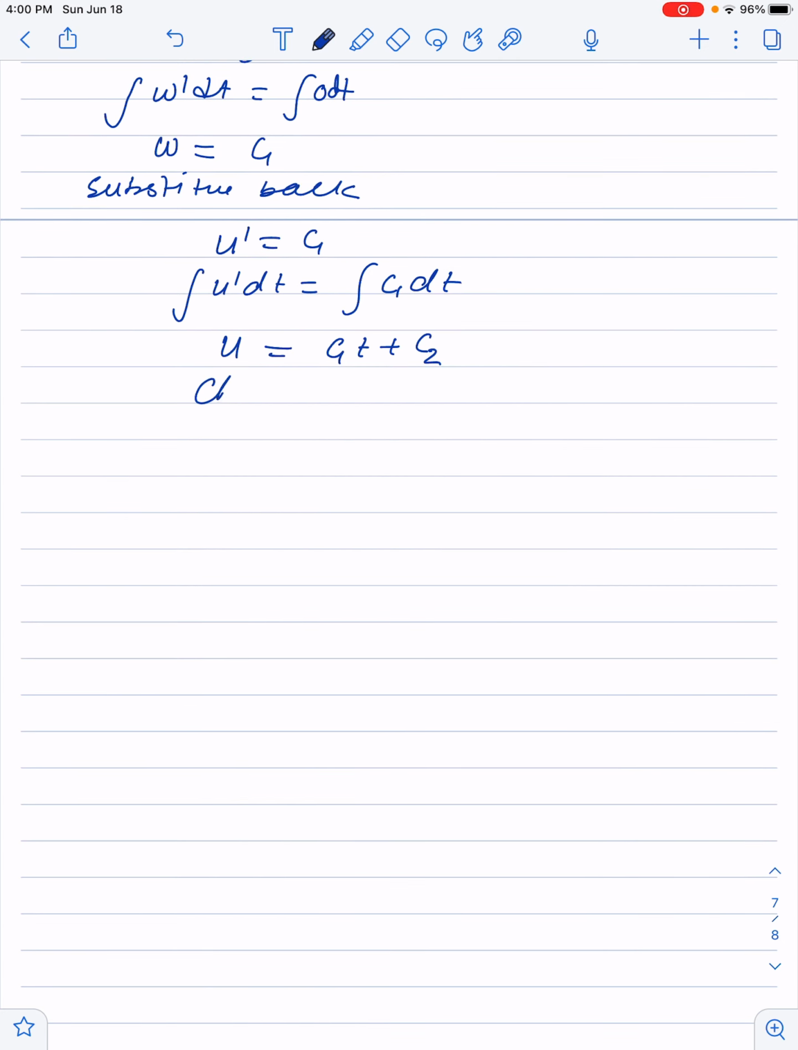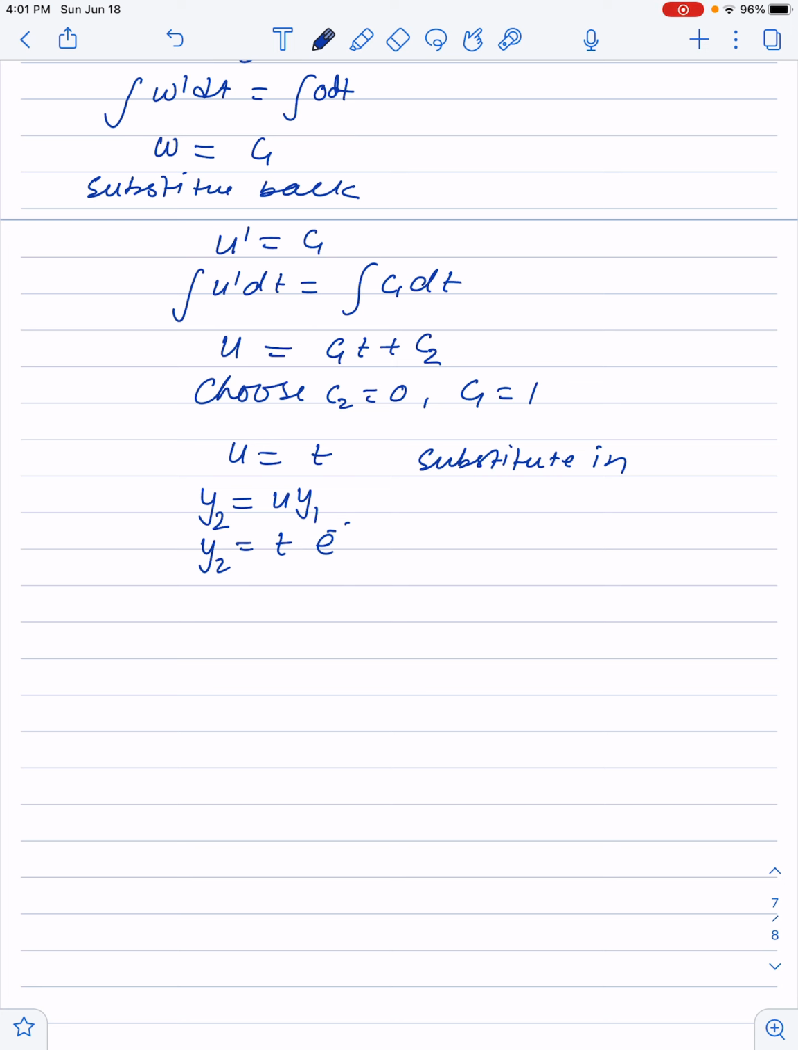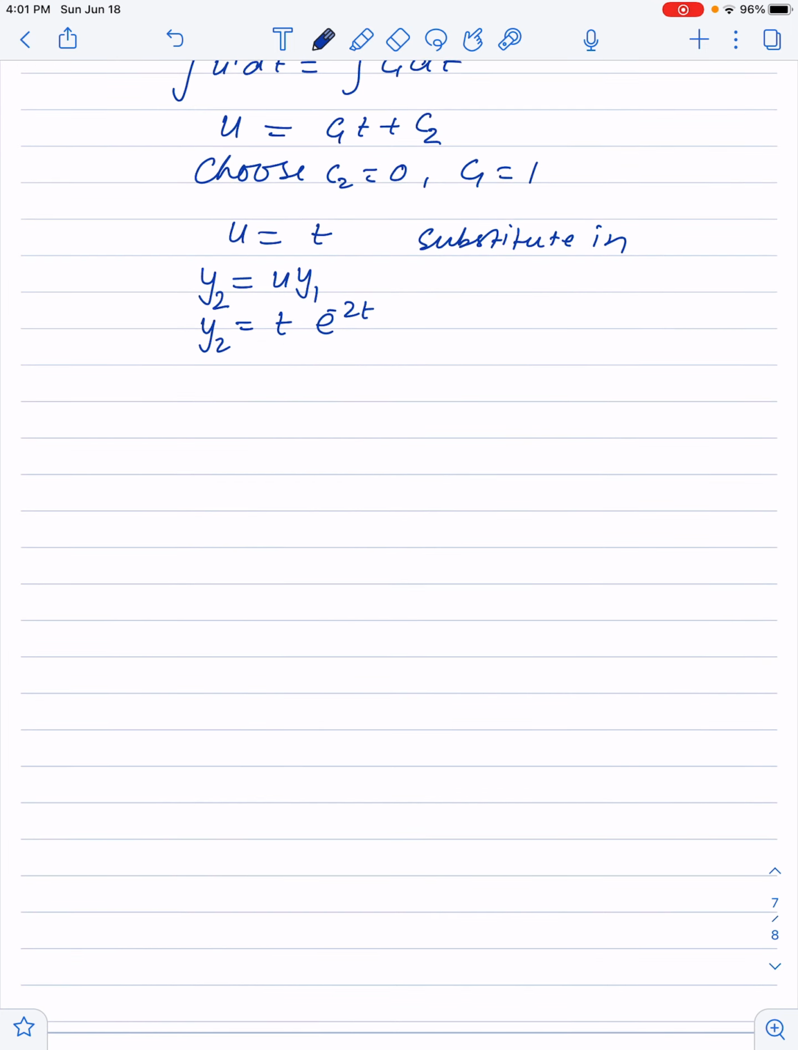So you can choose c2 equals 0 and c1 equals 1, then you'll get u equals t, and therefore you'll have y2, substituting in y2 equals u times y1. So your y2 will be u, which is t, and y1 was e to the negative 2t. I'm sorry, so your y1 is e to the negative 2t and y2 is t times e to the negative 2t, which are linearly independent. You can check it.